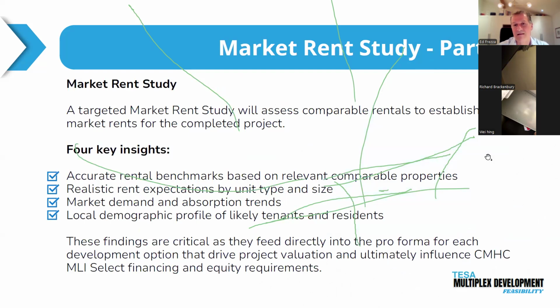Part 3 is the market rent study. So again, in parts 1 and 2, we've now figured out what we can build in terms of the size and in terms of the number of units. And now we go to the marketplace to find out, hey, if we built this and we were ready now to rent it, what kind of rents could we garner for those particular units?